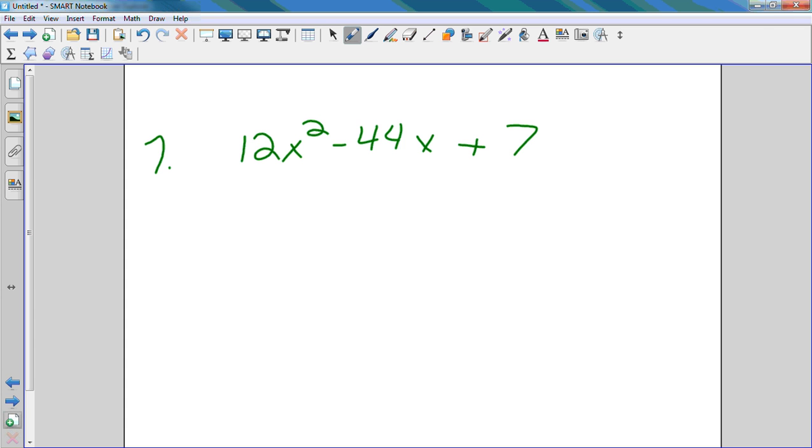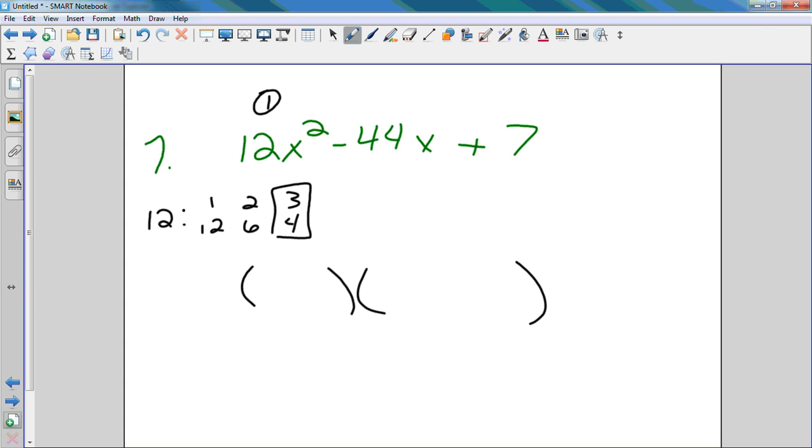Step 1 is split your 12. Now, 12 has more than one option. I have 1 and 12, 2 and 6, 3 and 4. Start with 3 and 4. Always start with these. That's what I recommend that you start with. So I'm going to start with 3x and 4x. Step 2, check your signs. Positive, so it has to be plus plus or minus minus. Step 3 tells me which one it has to be. Because that's a minus, it has to be minus minus.